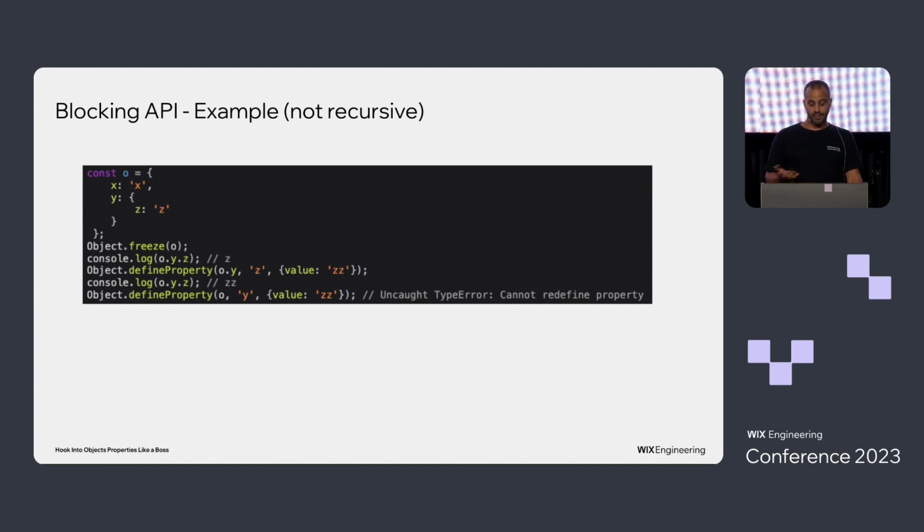Again, freeze is very strong, but it has some limits, because all these functionalities work on the first layer of the properties. If I have an object that has another object inside, and I freeze O, for example, I will still be able to configure Y. So this is something that is very important to remember. Seal doesn't lock the whole object, it's just locking one level of it.